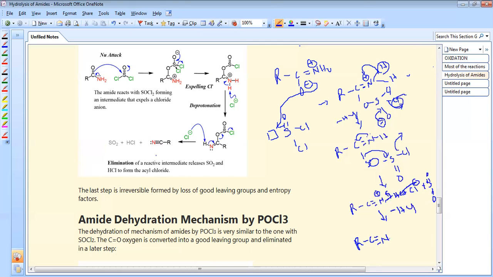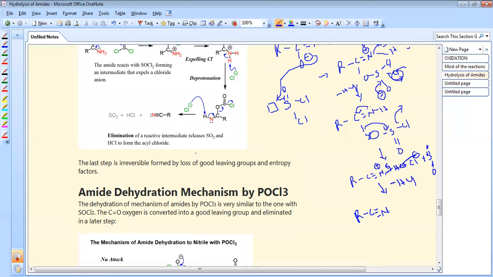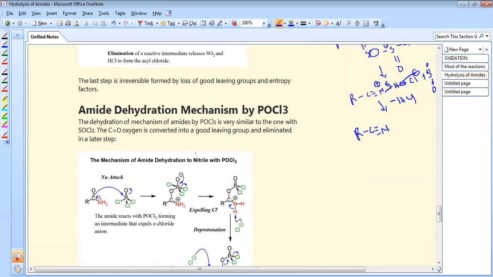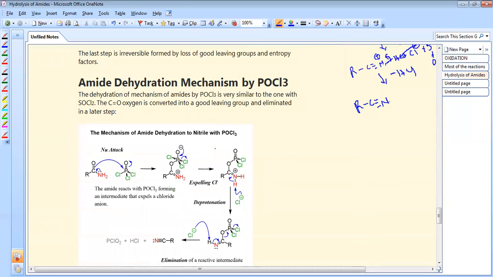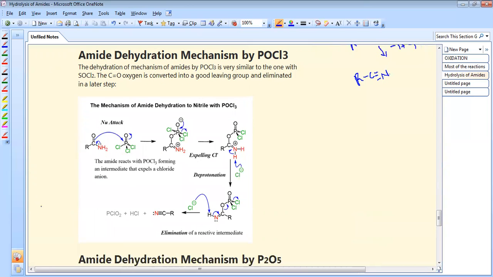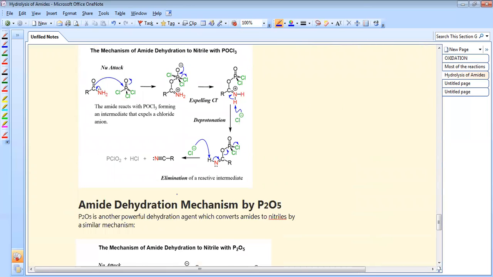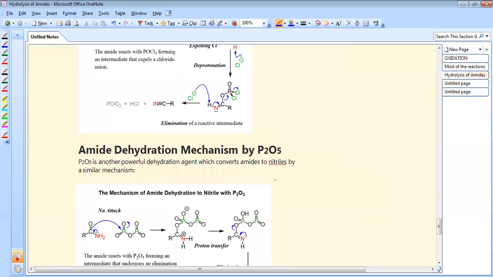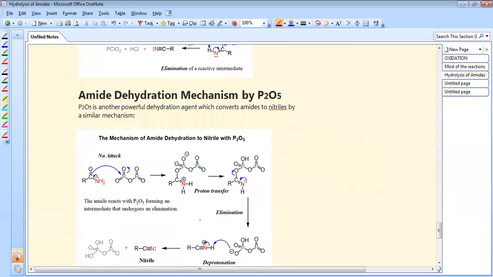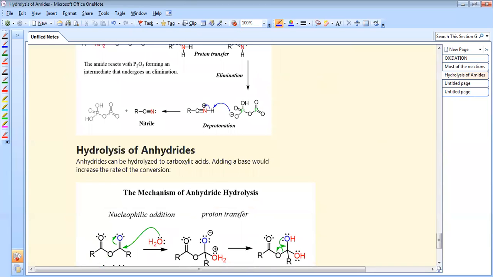This reaction is known as dehydration. Similarly, instead of SOCl2, if you run the reaction with POCl3, also known as phosphoryl chloride, you will get the product like this, and this is the mechanism. If you want to carry out dehydration with P2O5, phosphorus pentoxide, this is the mechanism. So this is about dehydration.